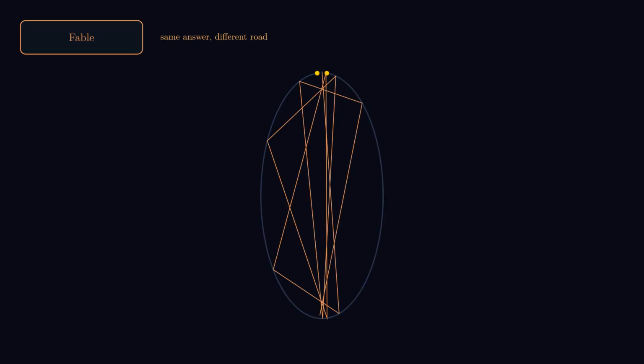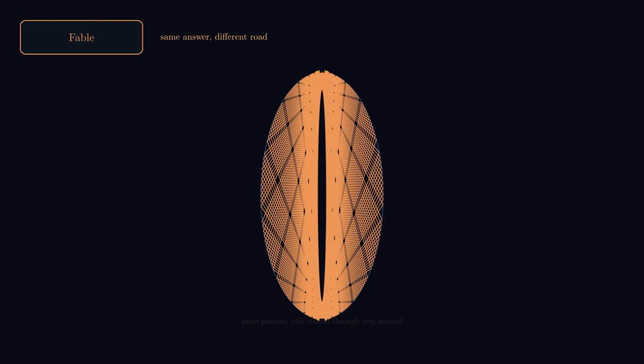Fable gets the same answer but takes a bit of a different road to it. Instead of vectors, it works everything out in angles. So the angle the beam's coming in at is the same as the angle of the tangent line, and then it applies that to the reflection formula. Same physics really, just routed through trigonometry instead. And yeah, it also lands on 354, just doing a little bit more work per bounce to get there.